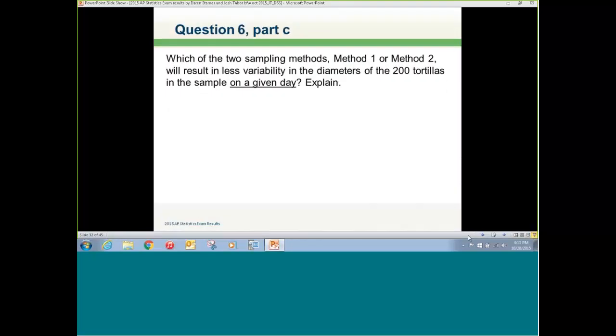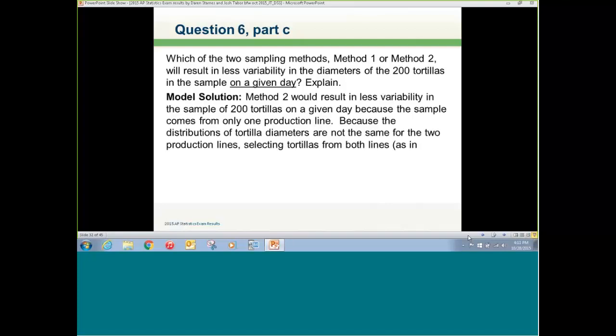Part C. Which of the two sampling methods, method 1 or method 2, will result in less variability in the diameters of the 200 tortillas in the sample on a given day? So we're talking about on one specific day, which method would provide more variation in the diameters. So the model solution says method 2, remember method 2 is when you select from one line or the other line, but not both. So method 2 would result in less variability in the sample of 200 tortillas on a given day because the sample comes from only one production line.